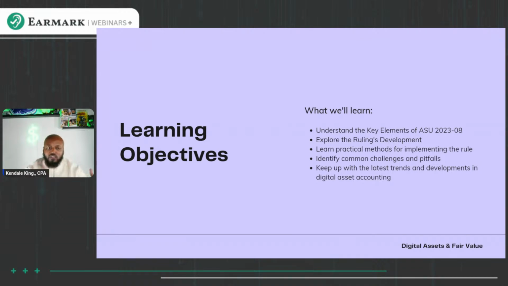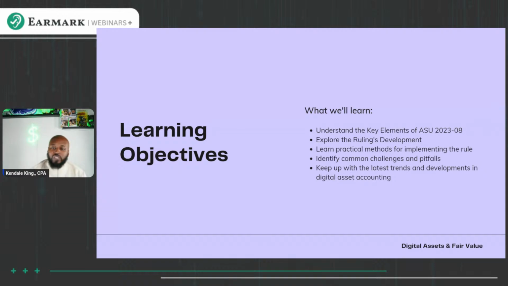So just wanted to go really high level about what we will be going over today. Again, we're going to be understanding the key elements of ASU 2023-08. So if you are familiar with the FASB and you are familiar with accounting codification, you know that they do accounting standards updates, ASU. And the one that we're discussing right now is the one surrounding crypto assets, digital assets, the fair value measurement of it.